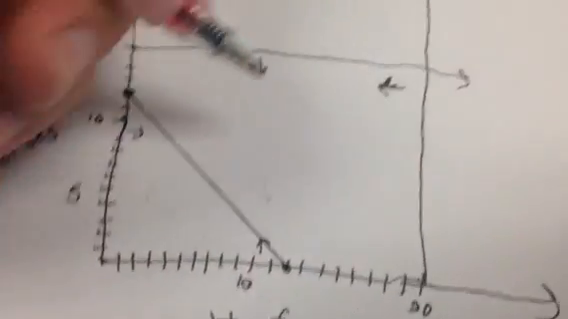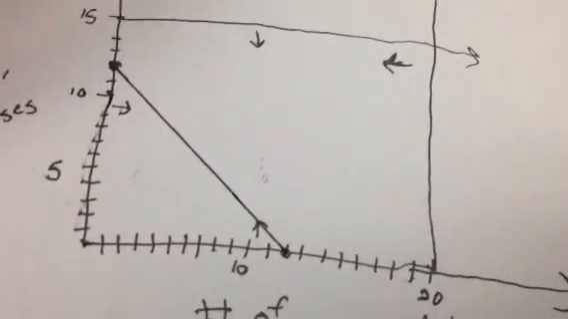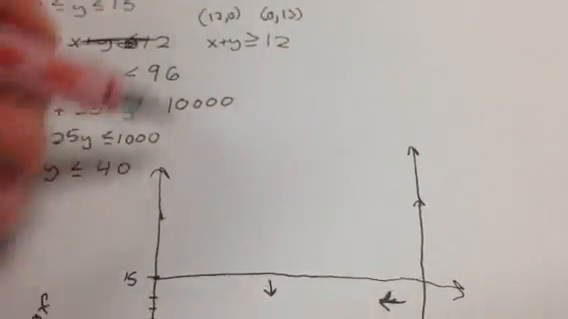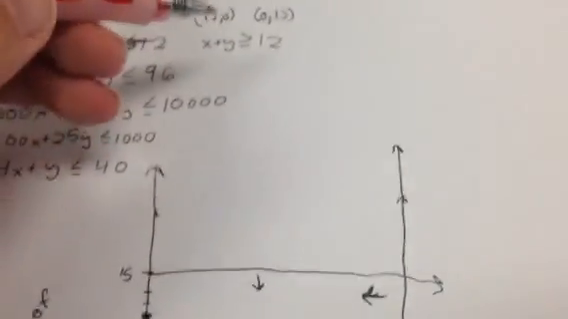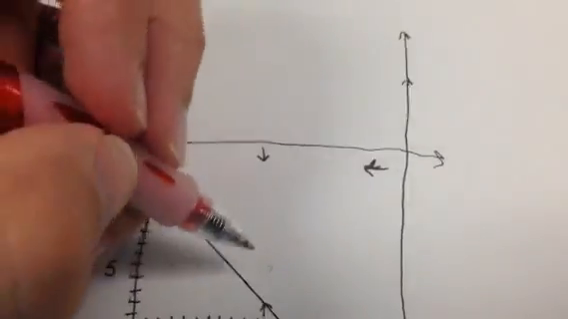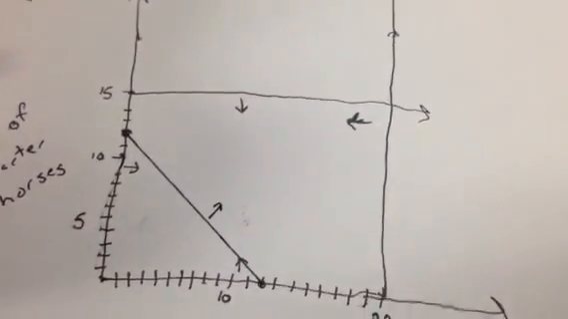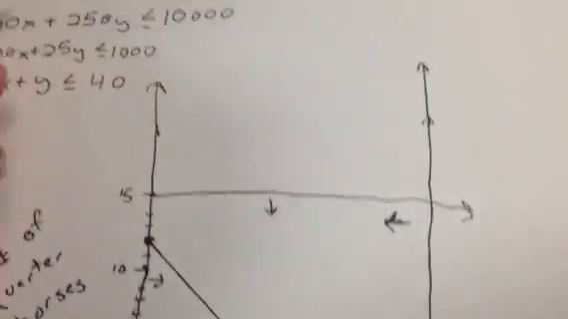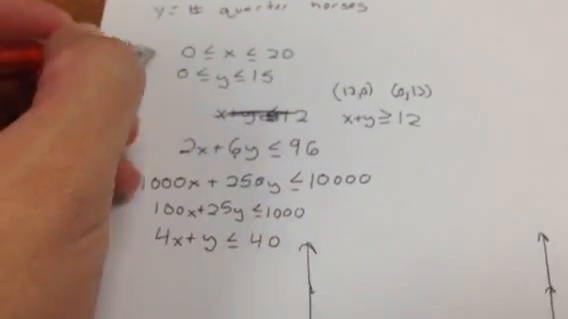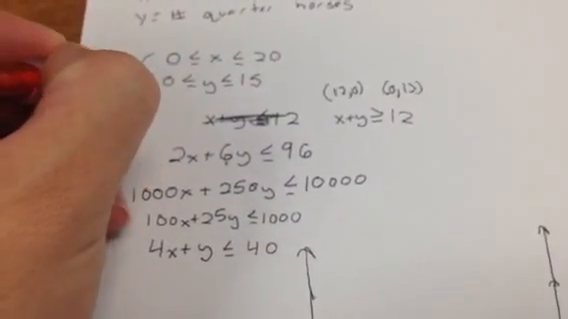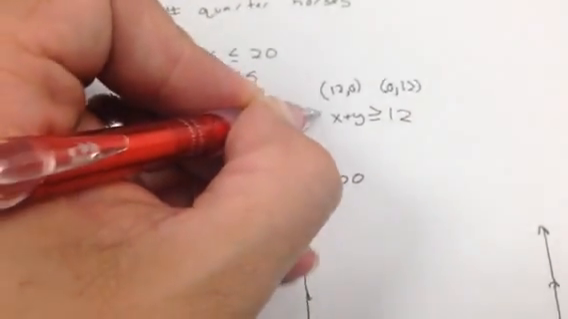Now we have that we have to have greater than 12. So we plug in 0, 0. We're going to see that it doesn't work. 0 is not greater than or equal to 12. So we shade away from 0, 0 in this direction. Then, so we've graphed this part, and this part.